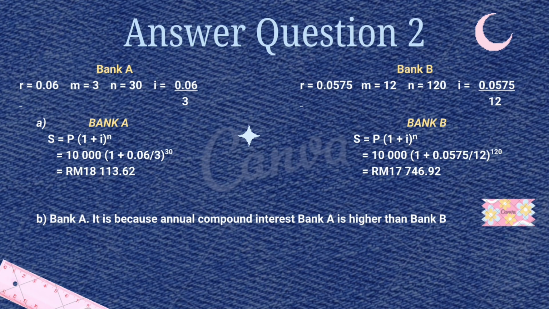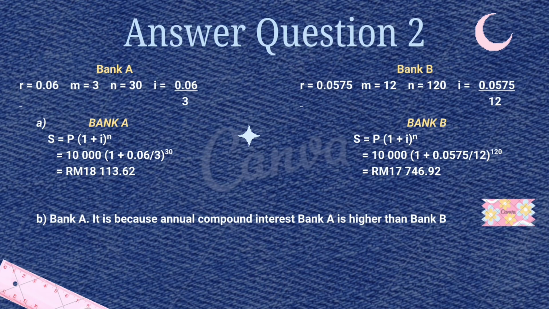18,113 ringgit 62 cents. For Bank B, given information such as R equals 0.0575, M equals 12, N equals 120, and I equals 0.0575 per 12. To calculate the future value, we will use the same formula. After substituting all the values into the formula, the future value for Bank B is 17,746 ringgit and 92 cents.